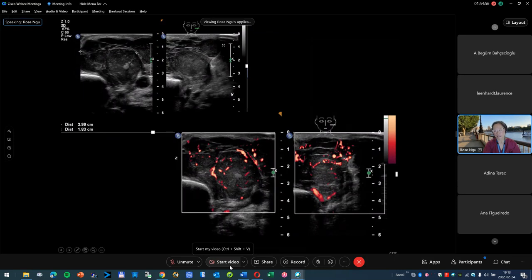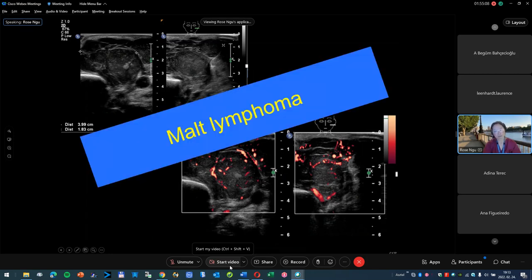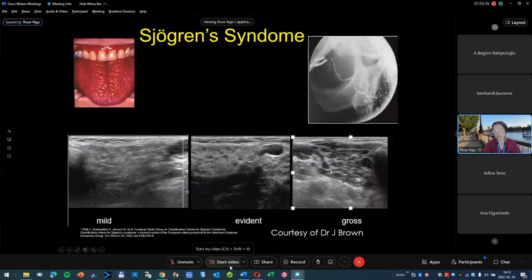And the complication of this is they can develop into what we call a solid tumor. And this is commonly seen in MALT lymphoma. Okay, not everyone with Sjögren's will have MALT lymphoma, but those who presented with evident gross changes, and we have a few patients now coming through.